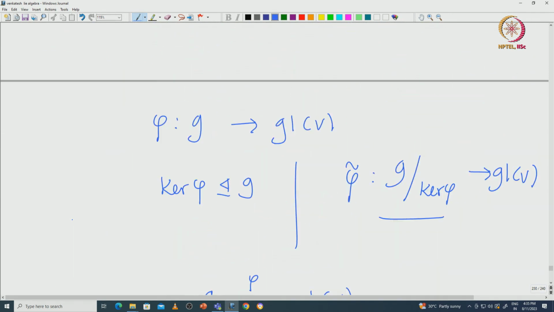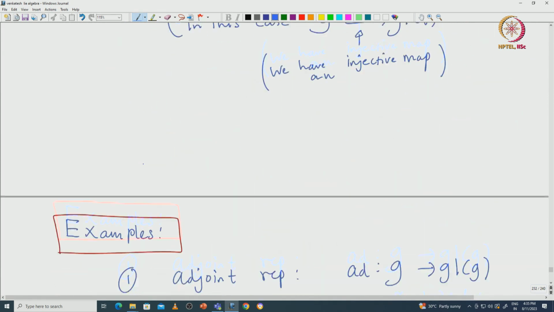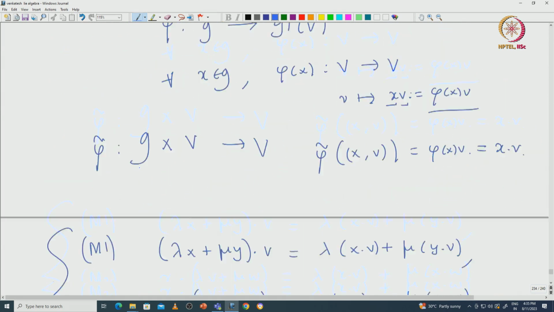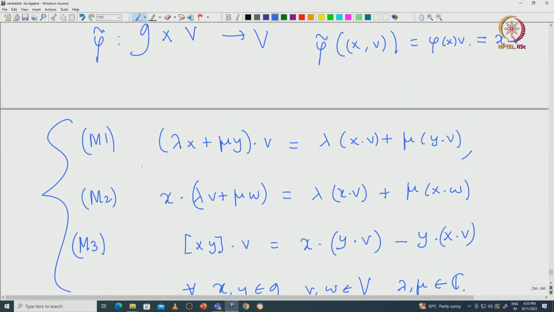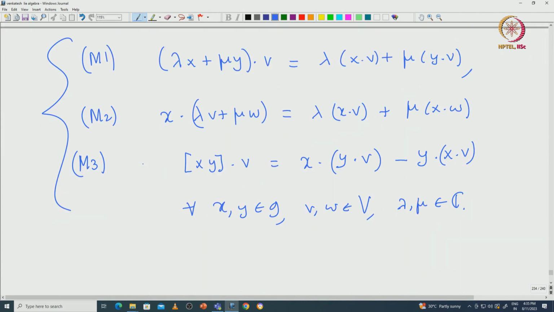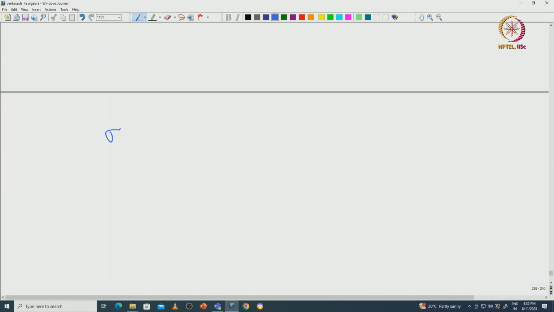So, if you take this phi is a representation, and then if you define a map x, v goes to this phi x v, you can see that all these properties are satisfied. And conversely, suppose you have a sigma from G cross V to V, where x, v goes to, again you can denote it by x dot v or sigma of x, v, whatever way you want to denote. Then you can actually define phi or sigma tilde, whatever, maybe call it sigma bar.